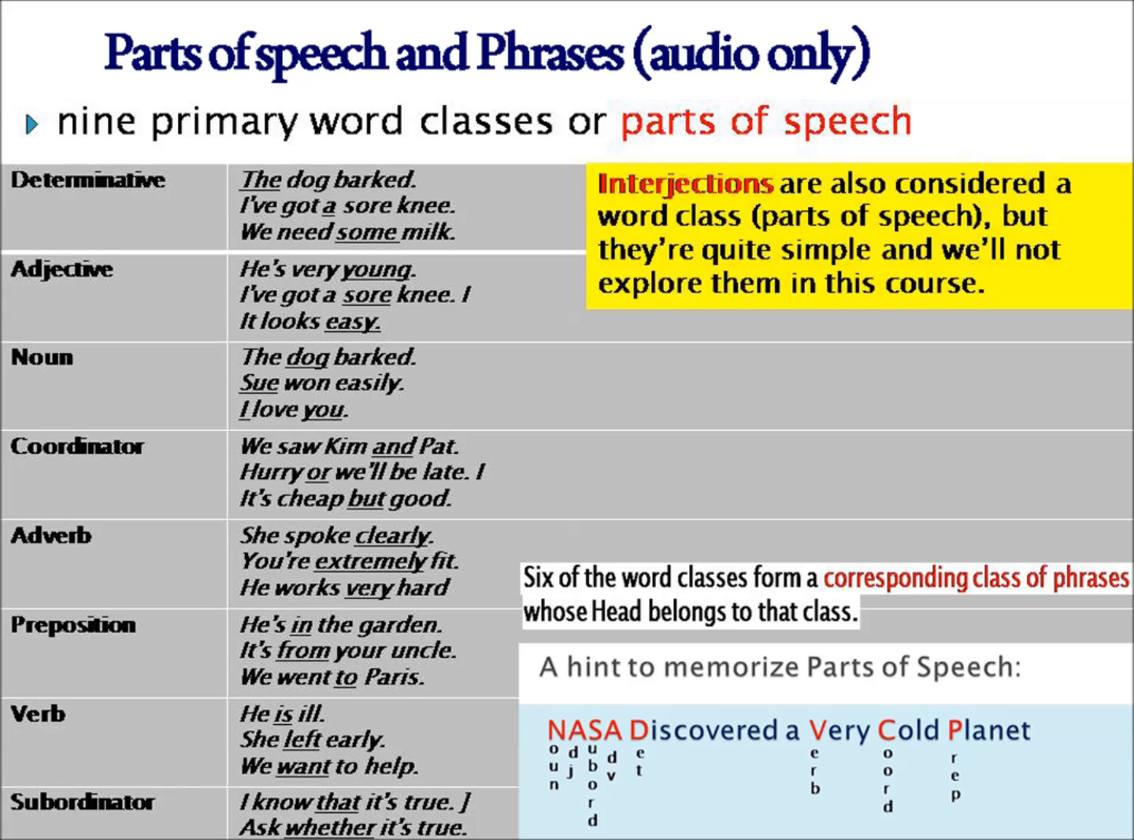Now, teacher, how am I going to memorize these 9 that are not 9, they are 8 because we are disconsidering interjections? How am I supposed to memorize these 8 parts of speech or word classes? Parts of speech, word classes, grammatical class, they are different ways to talk about the same thing. Well, you can create your own way to memorize them. Some people learn them by heart easily. I don't. So, I have created my own sentence. You can create any sentence you would like.